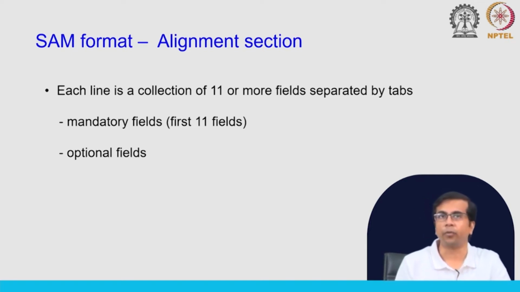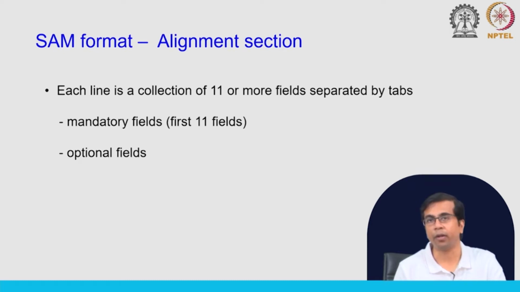Okay. Now, why did I say that we have 11 or more? Why not a fixed number? Because in SAM format you need to have mandatory fields. So, these will always be there, and these are the first 11 fields. So, you will have at least 11 fields, these mandatory fields will always be there, and on top of that you have something called optional fields.